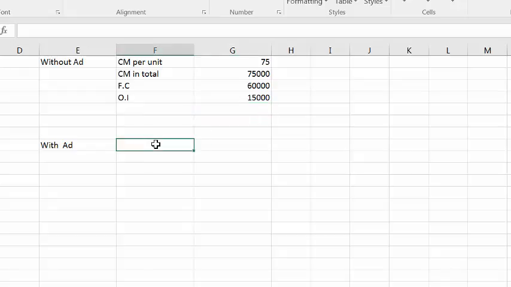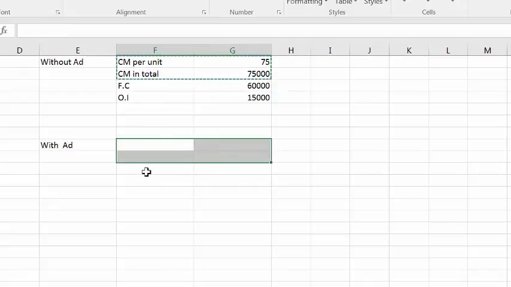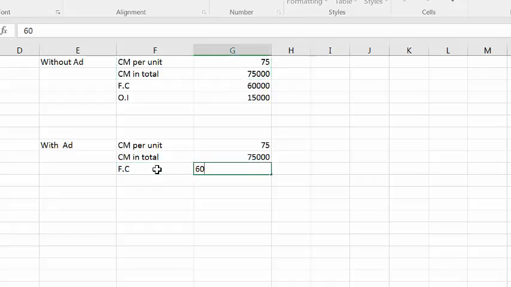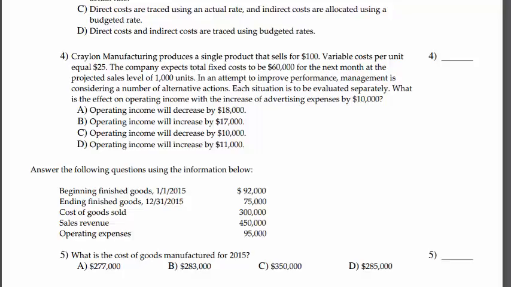Now let's take a look at it with add. So with add, the first two will be the same. Okay, same contribution margin and the same. My computer is kind of slow here. Okay, it's here. So that's what we have. So next, in terms of the fixed cost, you have to be a little bit careful because it's going to be 60,000 plus 10,000. Okay, if you go back to the slide, basically that's what we have.